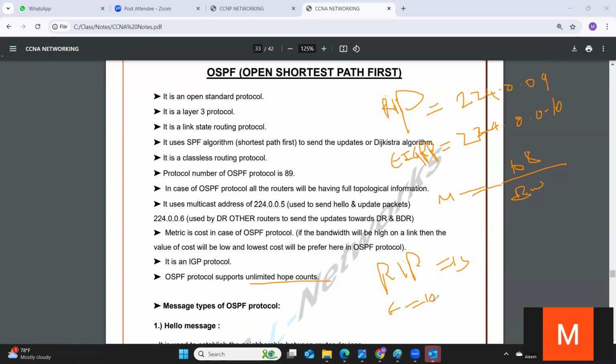EIGRP will support unequal and equal cost load balancing, but OSPF will support only equal cost load balancing. What does it mean? If we have two paths of 100 Mbps and 100 Mbps, then only it will share information. If instead of 100 we have 50 Mbps, then it will not be supported. Only equal cost load balancing is supported.